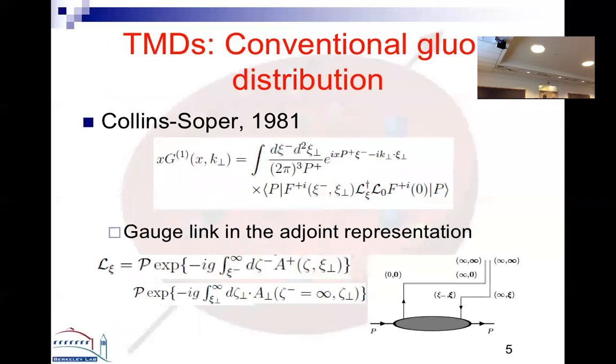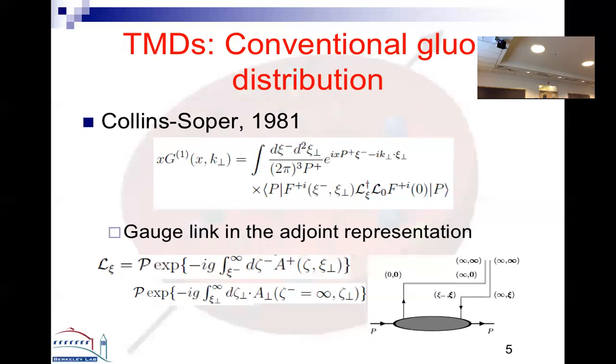So I want to start with Collins and Soper in 1981, when they wrote down the gluon distribution, the TMD gluon distribution. They defined the gluon distribution in terms of the field strength tensor, of course, sandwiched with gauge links. They, of course, know that the gauge field is in the adjoint representation.